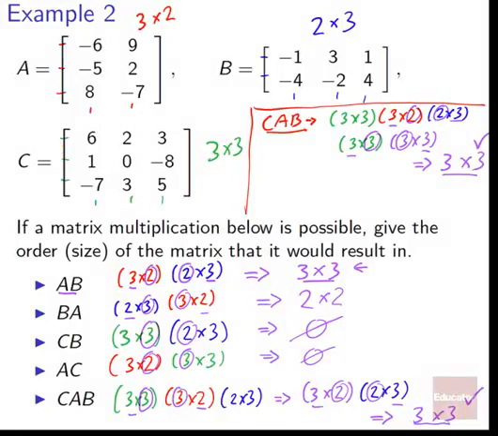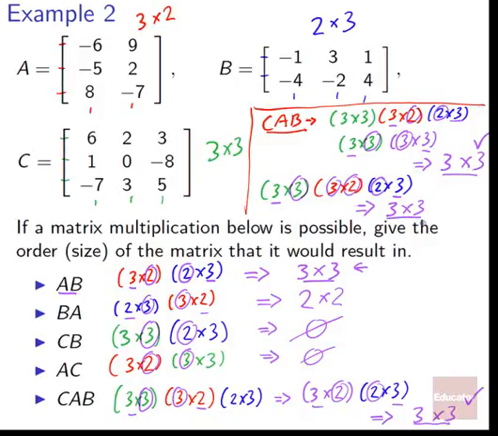One last thing to point out here. Hey, look, if we had CAB one more time, 3 by 2 and then a 2 by 3. Well, what we can do is we can say the inner parts, do the inner parts match? Inner part here matches. Hey, and inner parts here match. Ultimately, what's going to happen is all the inner parts are required to match for multiplication to happen, but they all disappear. The only thing that winds up making it out in the end is the things on the far edges, that 3 and the 3 on both sides, 3 and 3. So what's going to come out in the end is a 3 by 3.